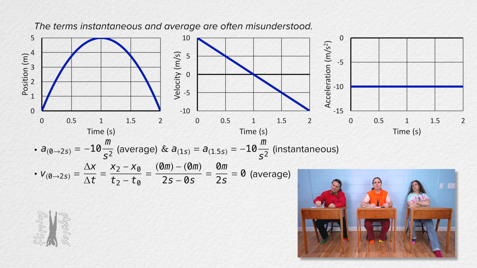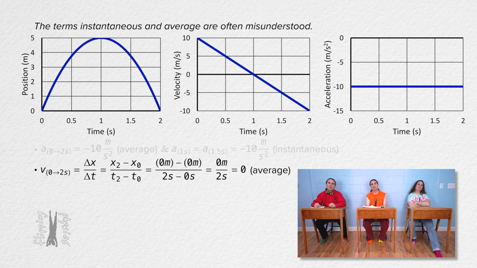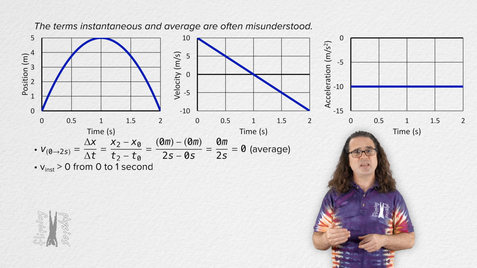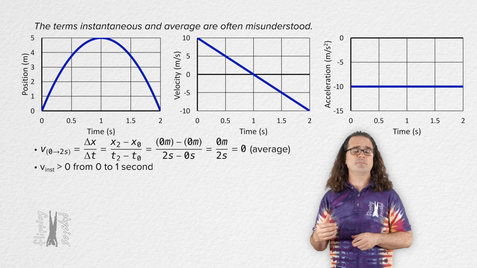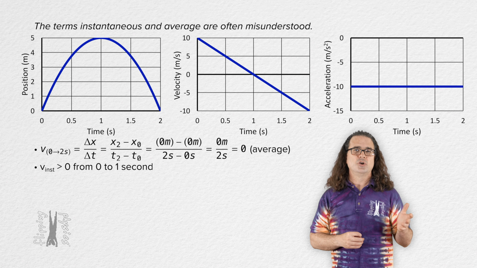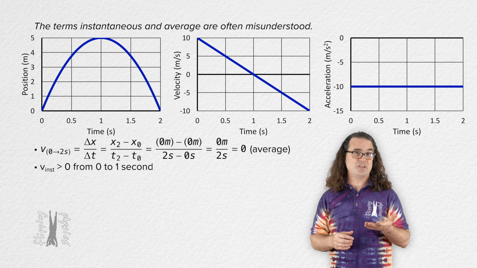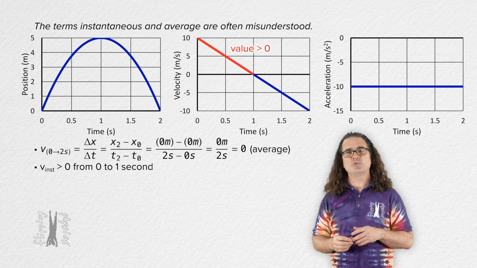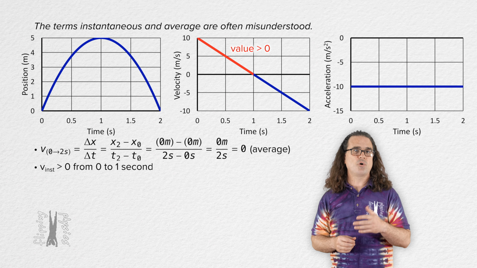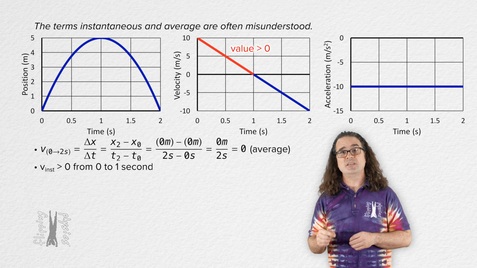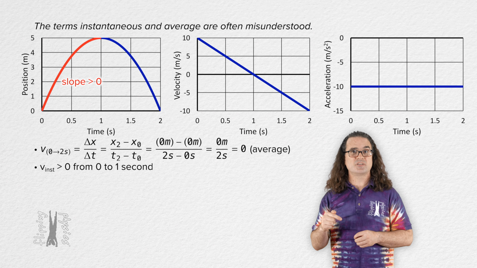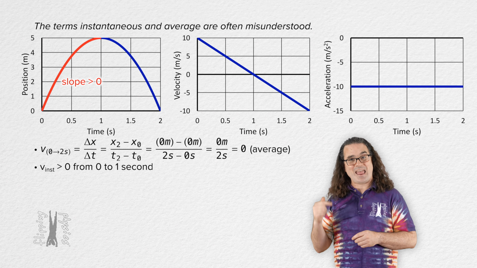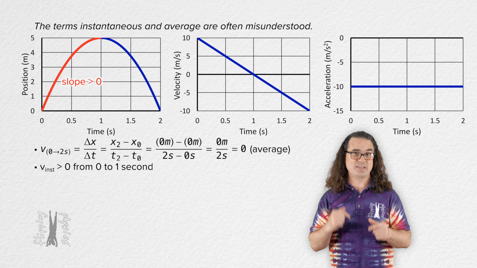The average velocity from 0 to 2 seconds is 0. Actually, you can tell from the position versus time graph that the object starts and ends at the same position, 0 meters, so the displacement is 0, so the average velocity is 0. That makes sense. So notice the object's instantaneous velocity is positive for every instant between 0 and 1 second. You can see that on the velocity versus time graph because the line at every point between 0 and 1 second is above the horizontal axis. And you could see that because the slope of the position versus time graph curve is positive at every point between 0 and 1 second.